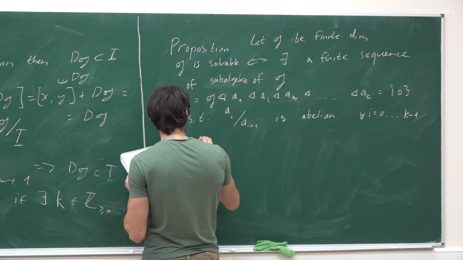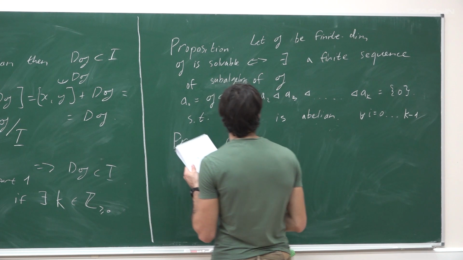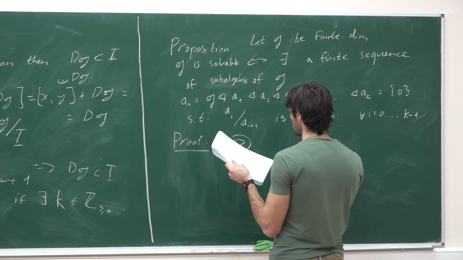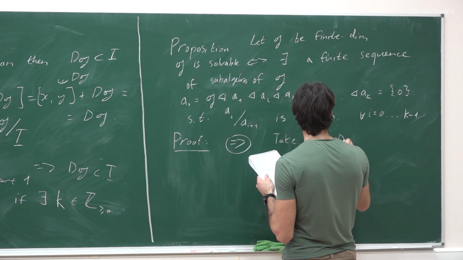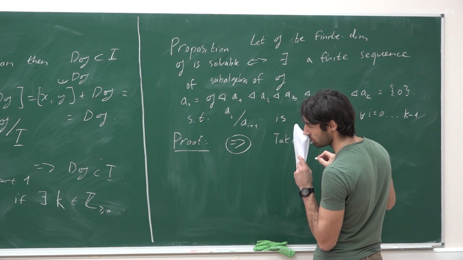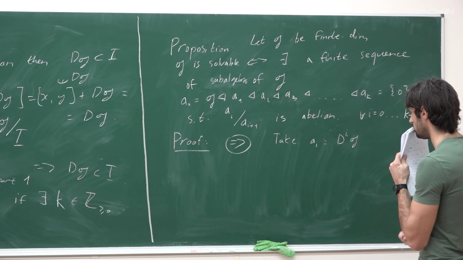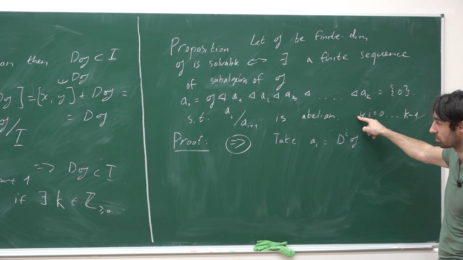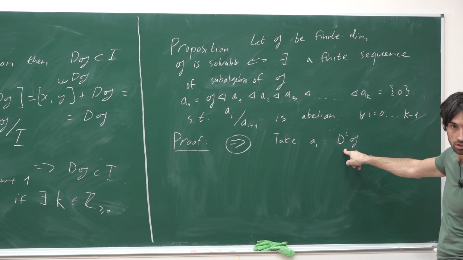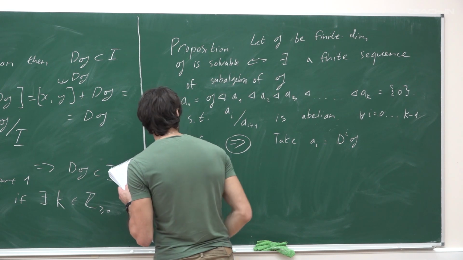Proof. So first, this is an easy direction. I just take A_i to be d^i g. It's clear, right, that they satisfy this, just because of the lemma: d^{i+1} is the derived algebra of d^i. So therefore, when I quotient, it's abelian.